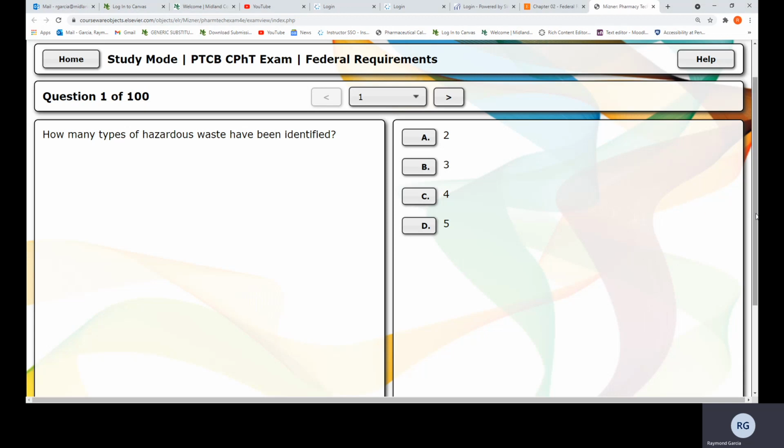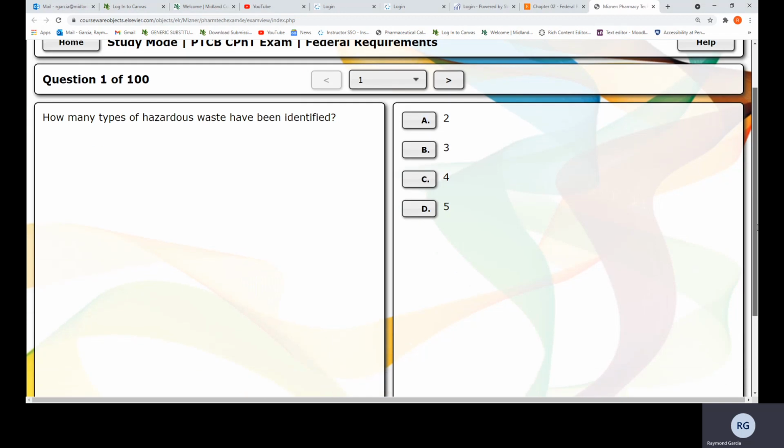We won't do the 400. We'll just see what we can get done. So how many types of hazardous waste have been identified? I think it was 3, but let me make sure.